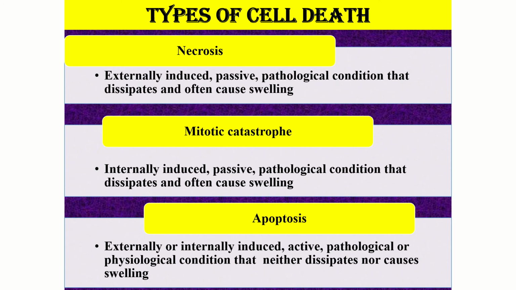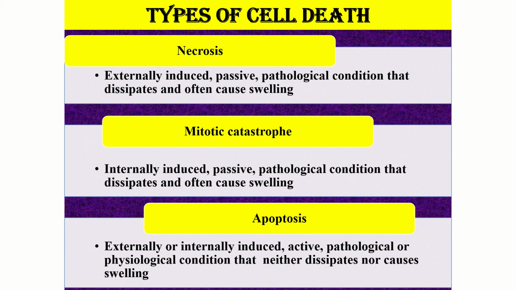Now we'll move to various types of cell death that occur in the body of a living organism. It is not always apoptosis that is causing cell death. There are other processes too, and each of them is strikingly different from the other. Now we'll first talk about necrosis. What is necrosis? Necrosis is an externally induced passive pathological condition that dissipates and often causes swelling.